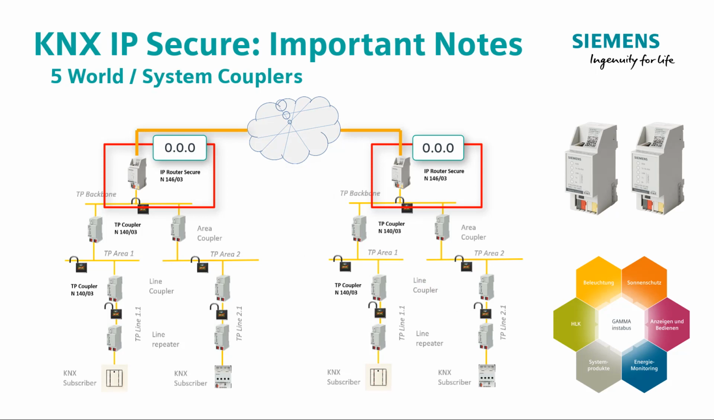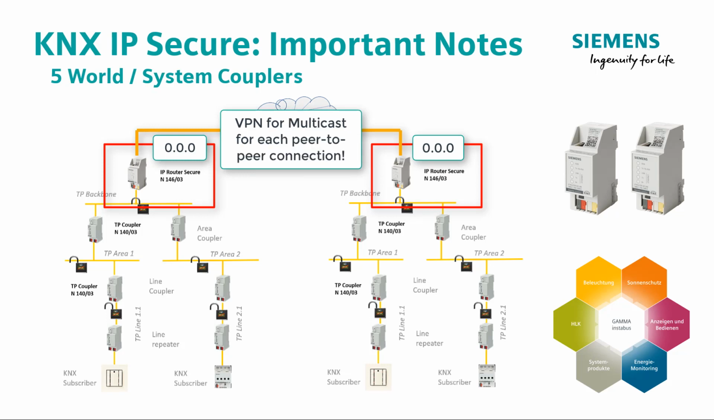If remote properties are connected via routing, it must be ensured that their communication runs via a permanently open VPN tunnel that can transmit multicast communication. If more than 2 properties are to be connected via the internet using routing, a separate VPN tunnel must be set up for each bilateral connection.